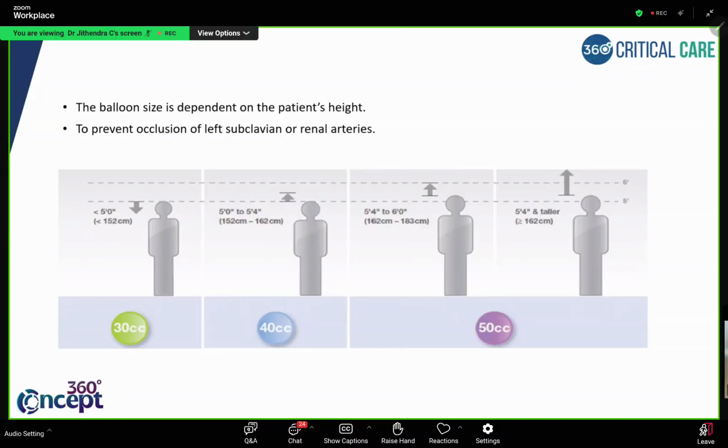Okay, so use this. And why this size is important is because of the anatomy: you should place the balloon after the branching of the left subclavian and before the renal arteries. So that is what it is, and this length depends upon the height of the person. And that is why this size of the balloon. So you should miss the left subclavian and you should not obstruct the renal arteries. So that is the logic behind it. That is why these balloon capacities.